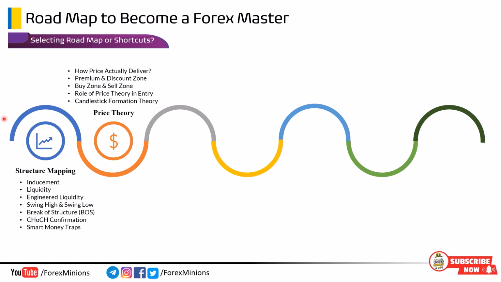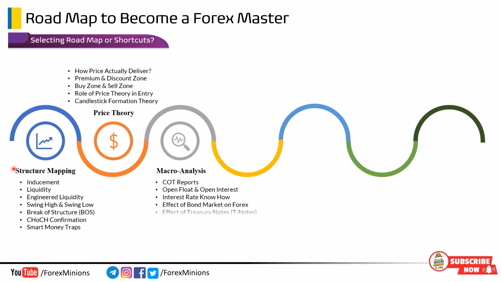Next we will study buy and sell zones, in which we will study order block, supply and demand, price imbalance and all possible entry zones. We will also study the role of the price cycle in entry techniques. Finally, we will discuss candlestick formation theory, which is a most interesting and very discreet concept to understand market behavior. After price theory, we will study the macro analysis approach.